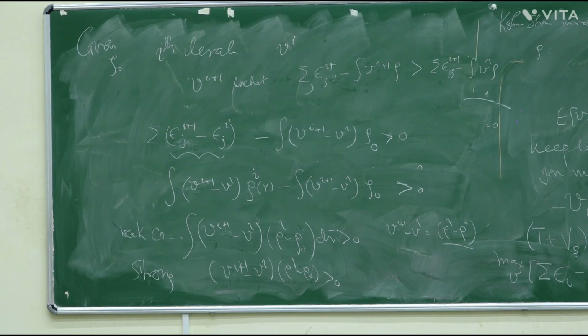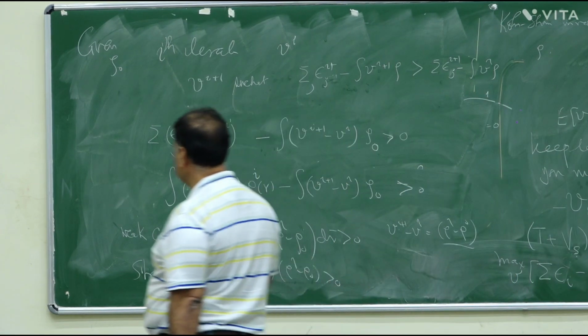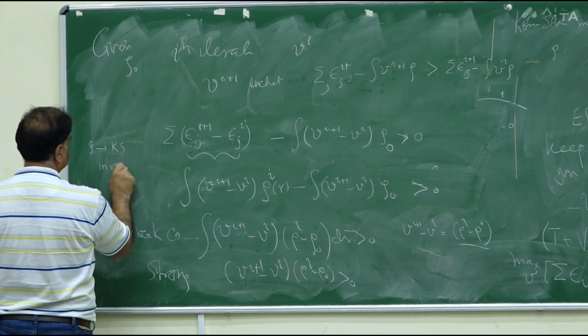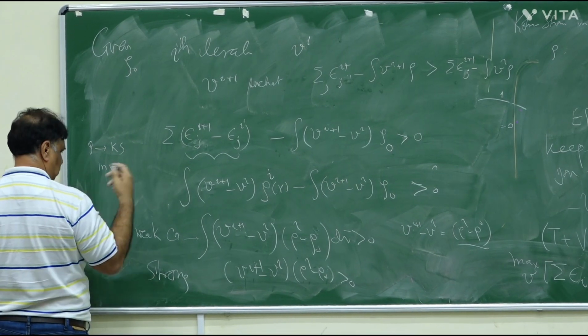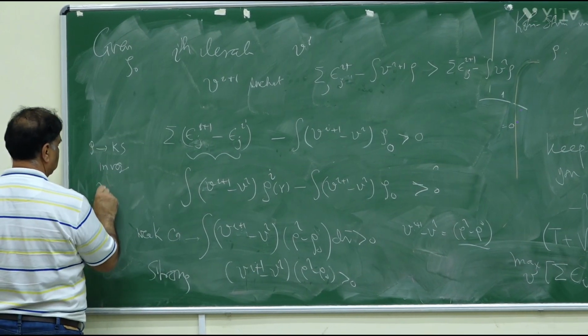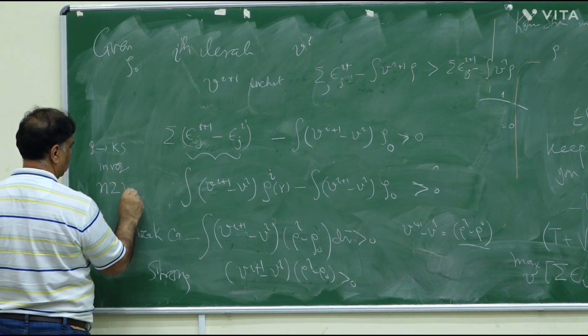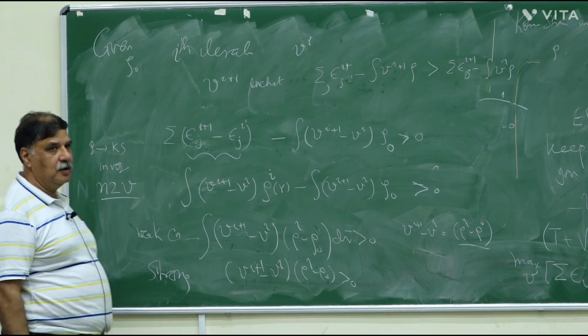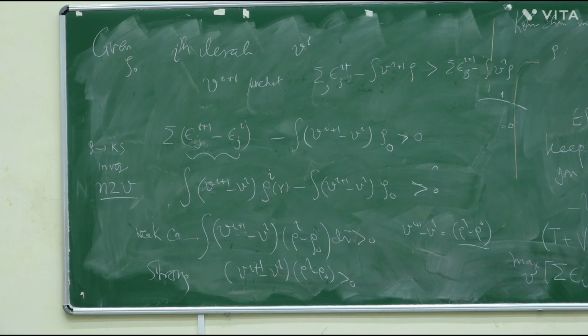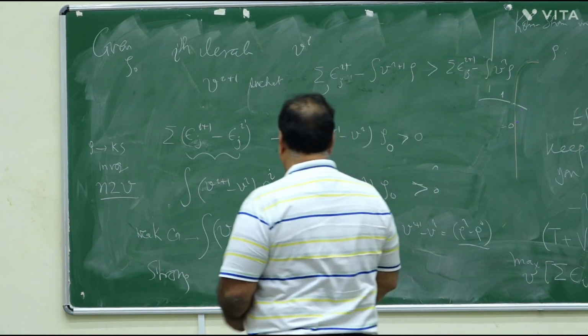This is known as rho to Kohn-Sham inversion, and there are different codes. There is now a code available known as N2V, which is provided by a group from Purdue University, and we have done a lot of work with this.